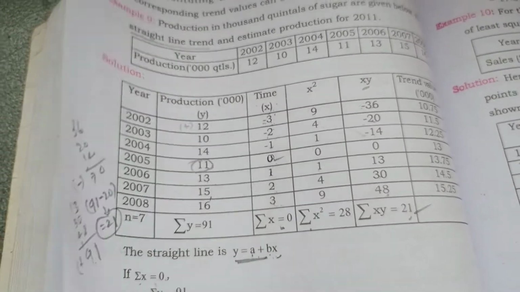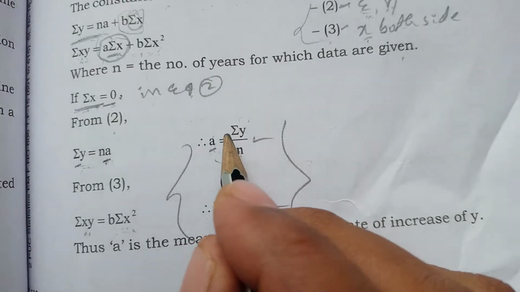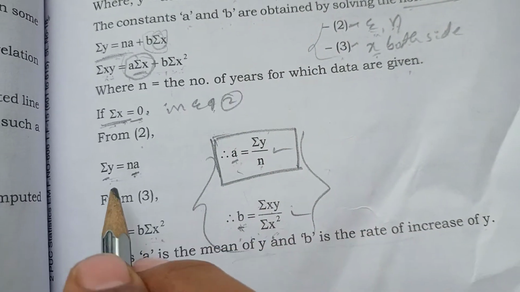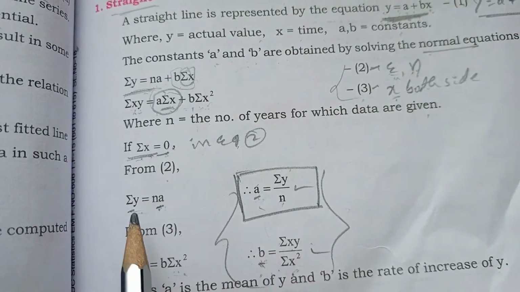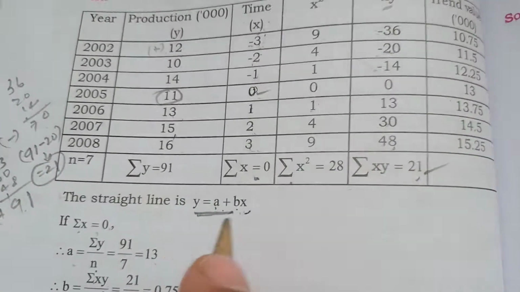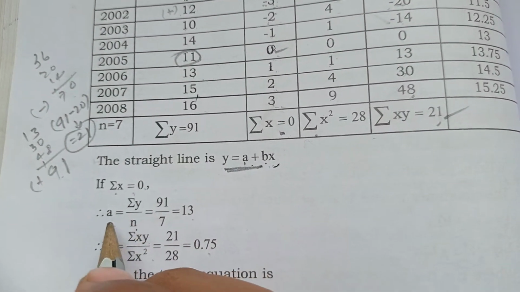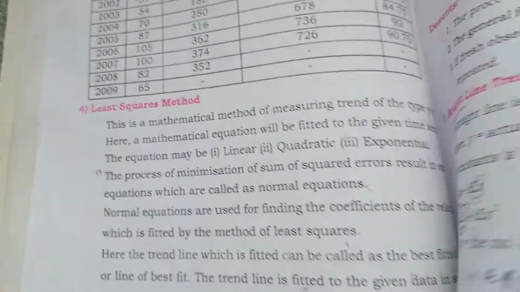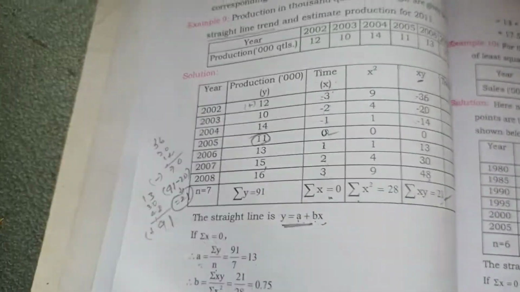A is equal to, already I have found out. What is the value? If x is equal to 0, what is the a value? It is sigma y divided by n. Understood what I am saying? If sigma x is equal to 0, the a value is sigma y divided by n. Already I have found it out here.